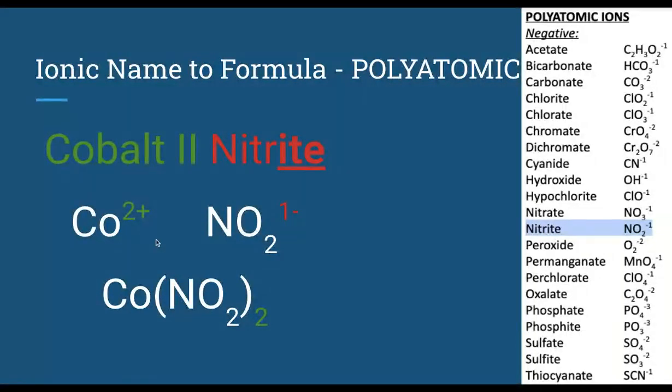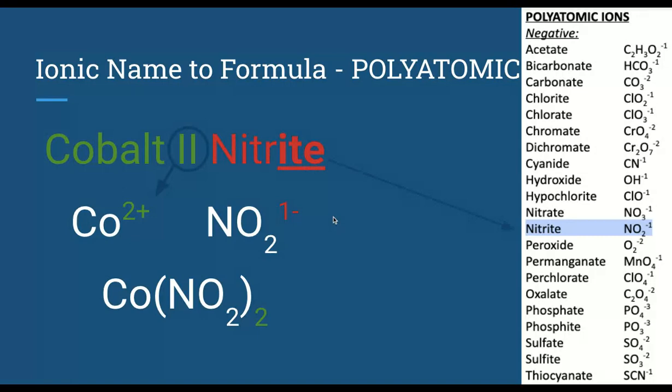Okay, how did I get each of these numbers and how did I ultimately get to this formula? Well, cobalt(II), I know that this is a charge of 2+ because the Roman numeral II in the name tells me that the cation in this formula has a charge of 2+.